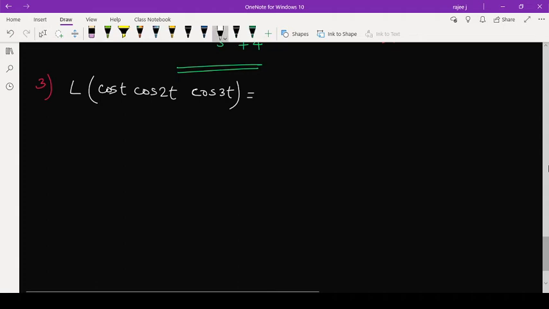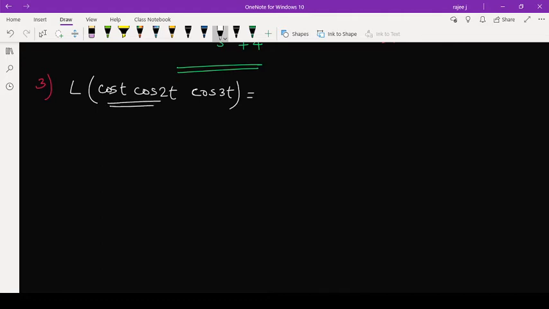So here we have cos t, cos 2t, cos 3t. And we know we need to bring plus or minus in between this. So what I am going to do is take these two functions. We know the cos A cos B trigonometric ratio: 2 cos A cos B is cos(A+B) plus cos(A−B). This trigonometric relation we will take.